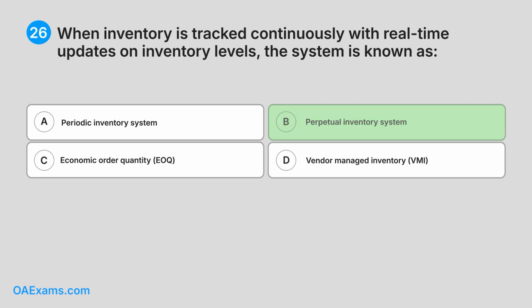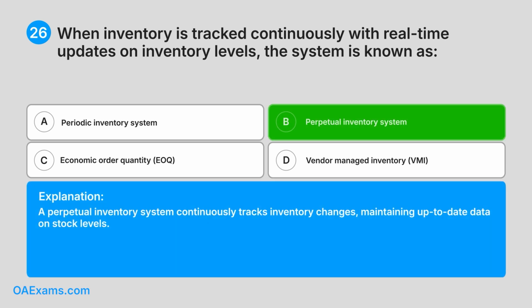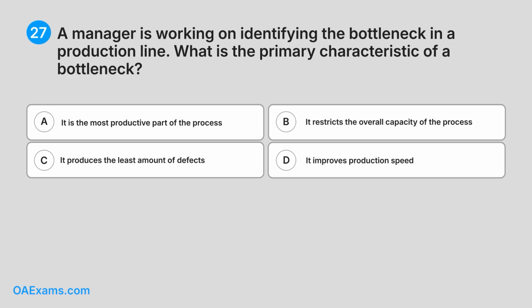Correct answer. B. Perpetual inventory system. Explanation. A perpetual inventory system continuously tracks inventory changes, maintaining up-to-date data on stock levels. 27. A manager is working on identifying the bottleneck in a production line.